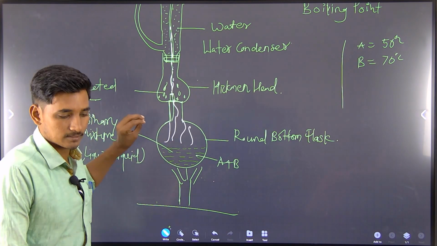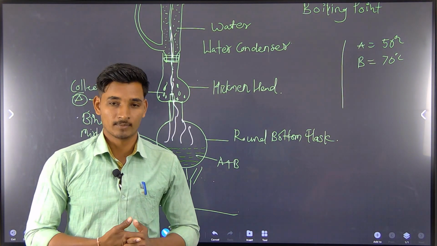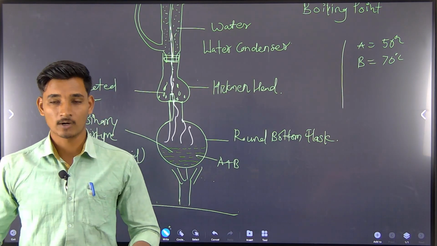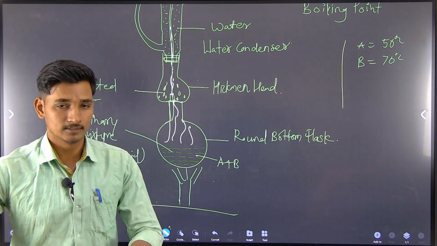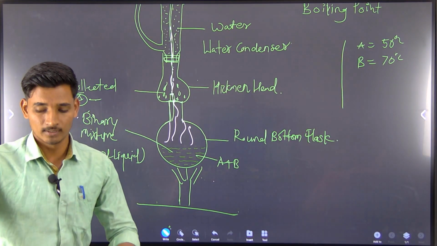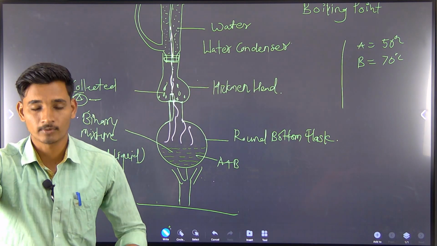So by this mechanism, we separate both liquids of the liquid type of binary mixture. This is the overall process of how to separate the liquid type of binary mixture, and this is the simple assembly, or simple instrument, used for the separation of liquid compounds.